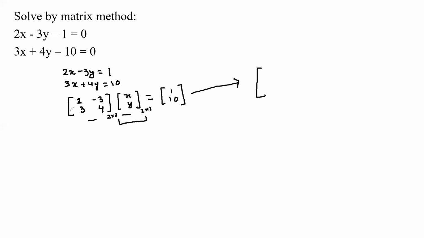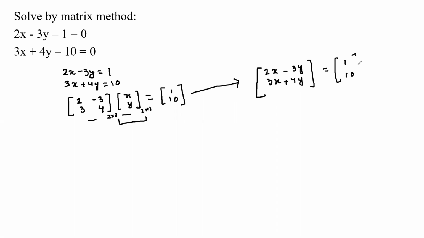Let's see it here. First row multiply with the column here, so it will be something like this, 2x, and then minus 3 with the y, so that will be minus 3y. Now here another one. Now see the second row we multiply with this column, so it will be something like this, 3x and then 4 with the y, so it will be plus 4y. Okay, we are multiplying the row and column, so this will be equal to 1 and 10.